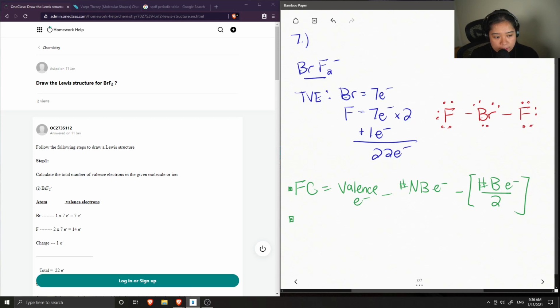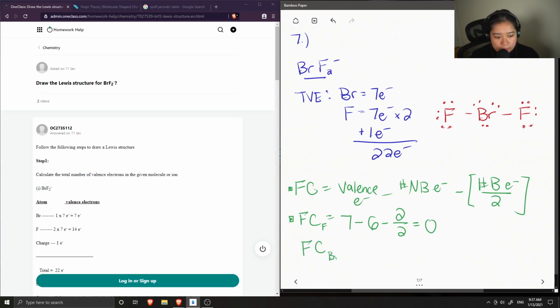So first, let's do the fluorine. Each of the fluorines is the same. They both have 7 valence electrons and 6 non-bonding electrons. And there's only a single bond, each containing 2 bonding electrons, and then we divide that by 2. So the formal charge on both of the fluorine atoms is 0.